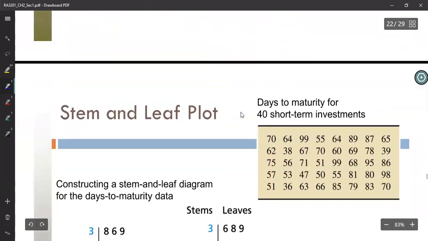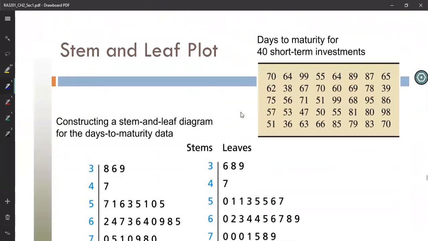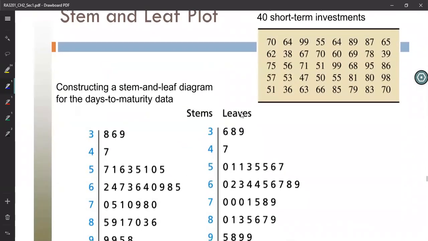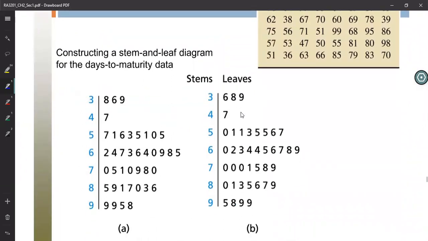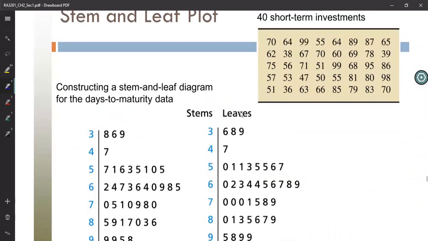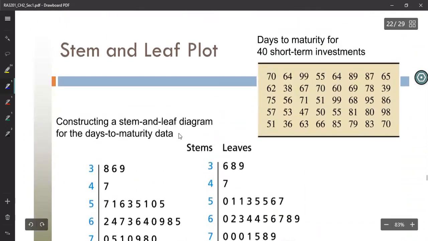Next comes the stem and leaf plot. So this is also a very nice way of representing your data. Very similar to the histogram, but you use the actual numbers here in your bars. Okay. When we say a stem and leaf diagram, you can see that there are 2 parts, the stem and the leaf. Okay.